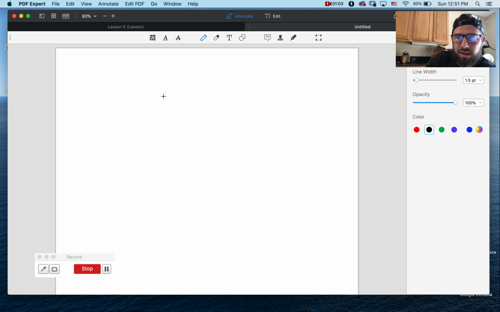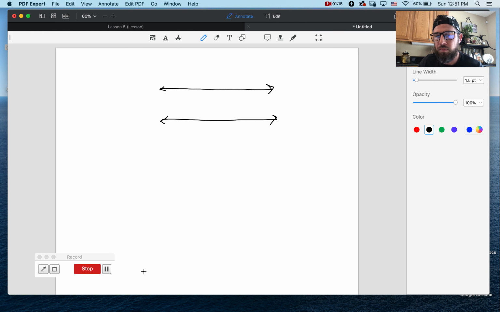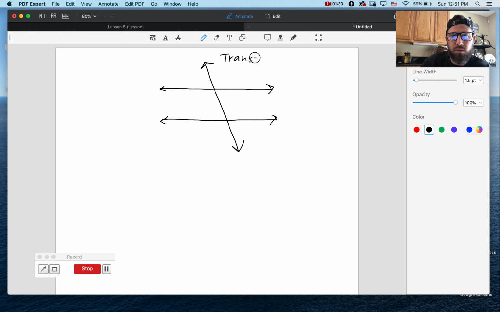What we're dealing with today are parallel lines. Parallel lines, you've got to think of like train tracks. They're never going to intersect and they're never going to meet. Now these lines are parallel, and they're going to be cut by another line. This line that cuts through the parallel lines is called a transversal. I'll write that down. This is a transversal. It cuts the parallel lines.